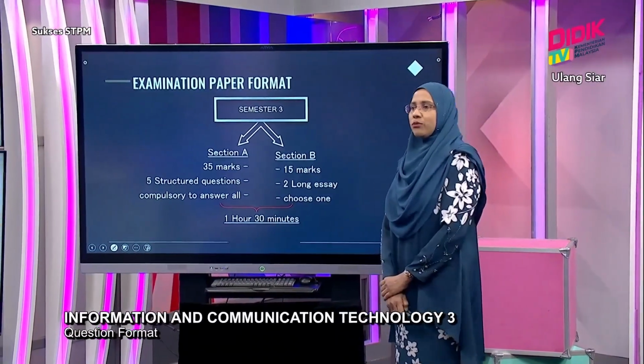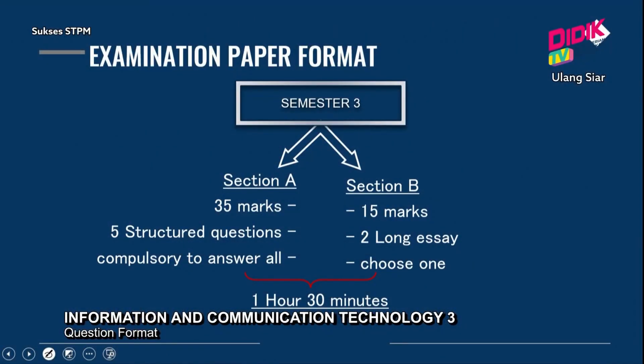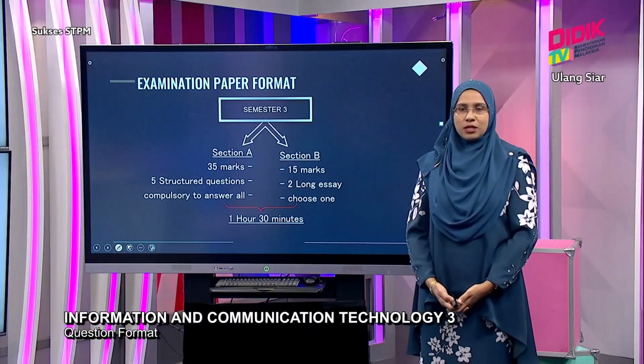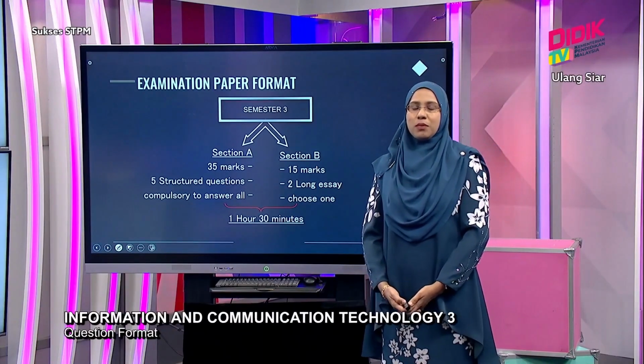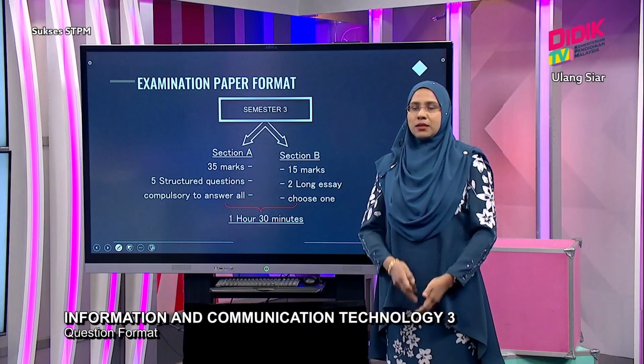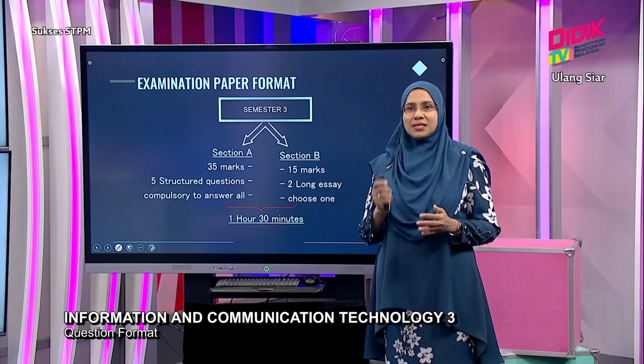As you all know, we have two sections in this paper, Section A and Section B. In Section A, the marks allocated are 35 marks and students must answer all 5 structured questions. It's compulsory and you must answer all. For Section B, the marks allocated are 15 marks and we have 2 long essay questions, and you have to choose only one. So you have to make a wise choice before you answer the question. These 2 sections must be answered within 1 hour and 30 minutes, so don't waste time, because you only have to answer 6 questions.